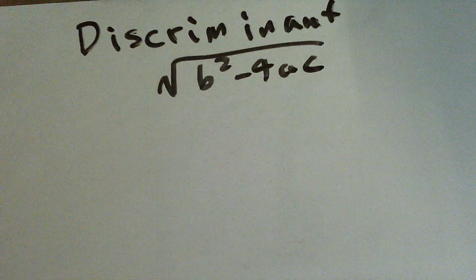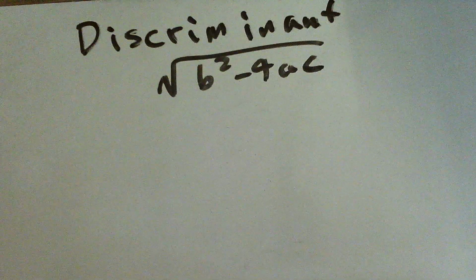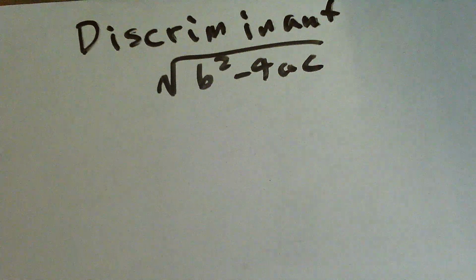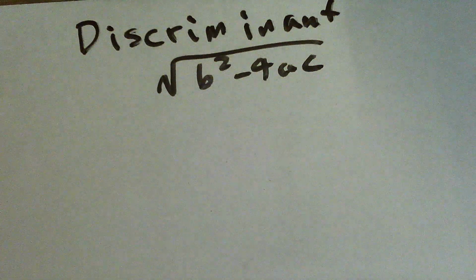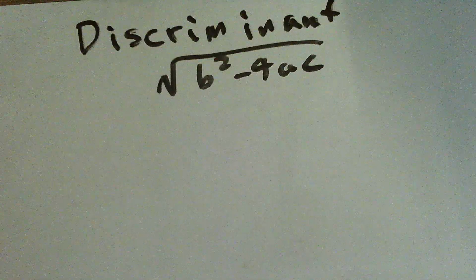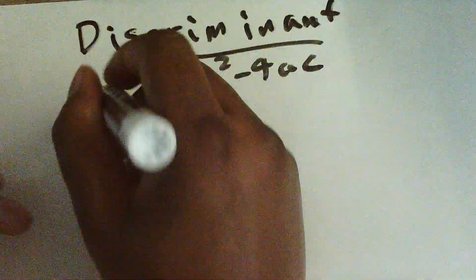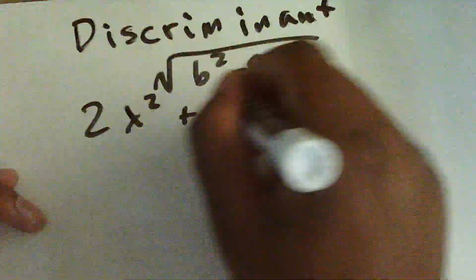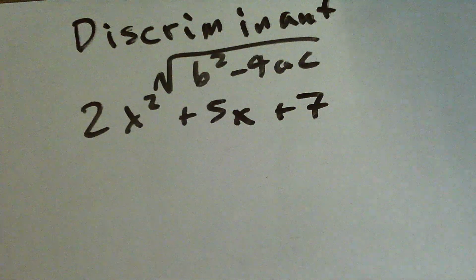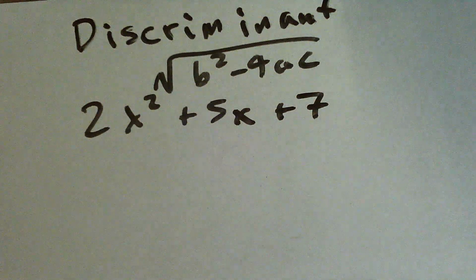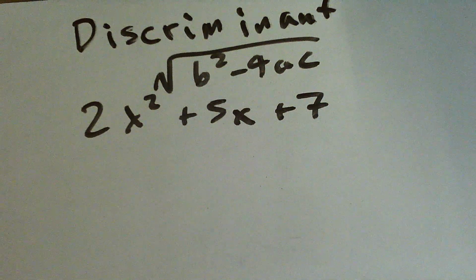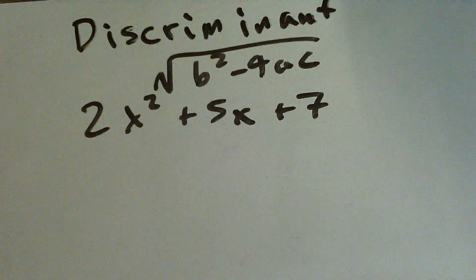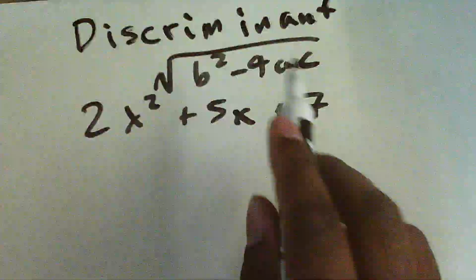Why is this important? Because this determines whether or not your answers are going to be real or imaginary. In other words, let's take the example 2x squared plus 5x plus 7, and let's say I said determine whether or not the roots will be real or imaginary. Well, you don't have to do the entire quadratic formula to determine that. All you have to do is deal with this part right here.